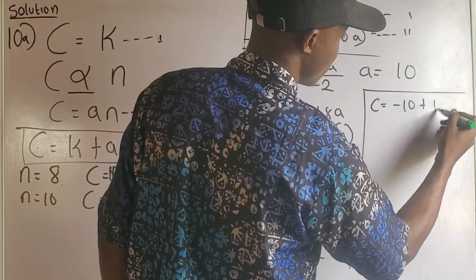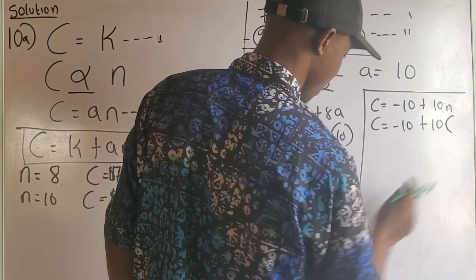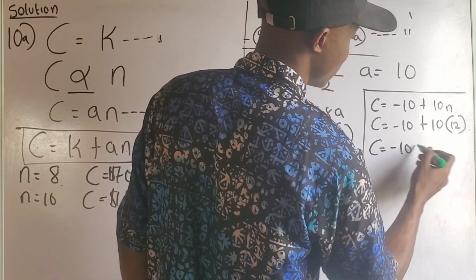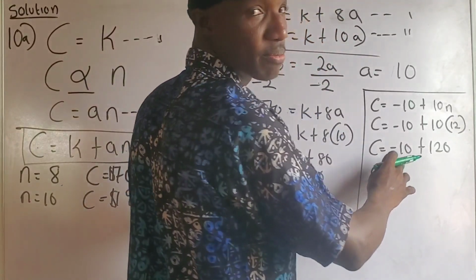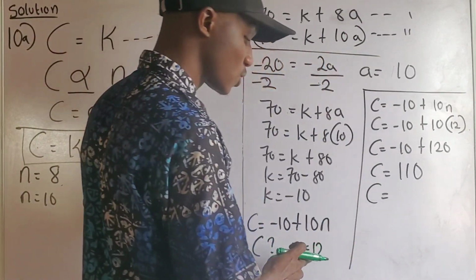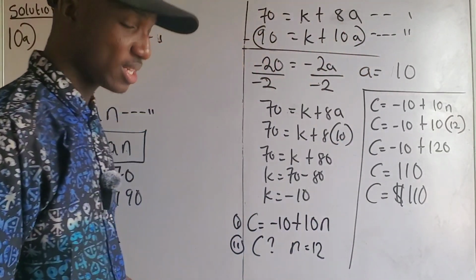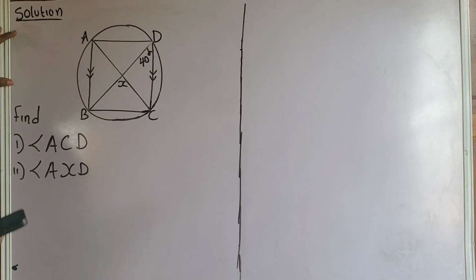C equals minus 10 plus 10n. So C equals minus 10 plus 10 multiplied by n, which is 12. So I'm going to have 12 here. C equals minus 10 plus 120. That is 110. So the cost of feeding 12 students is $110. Okay, so that is the solution to that question. Okay, let's proceed to the next question.